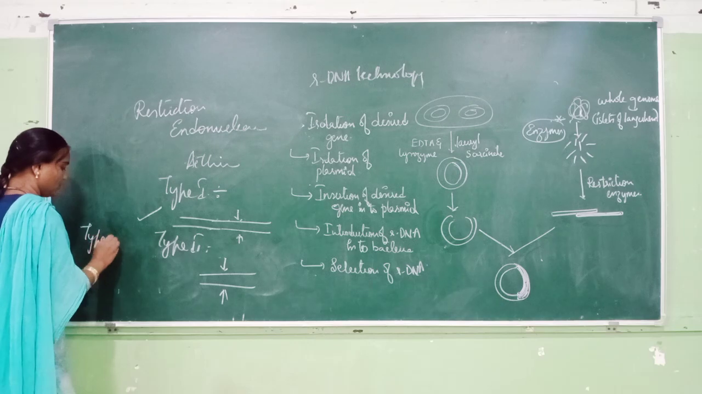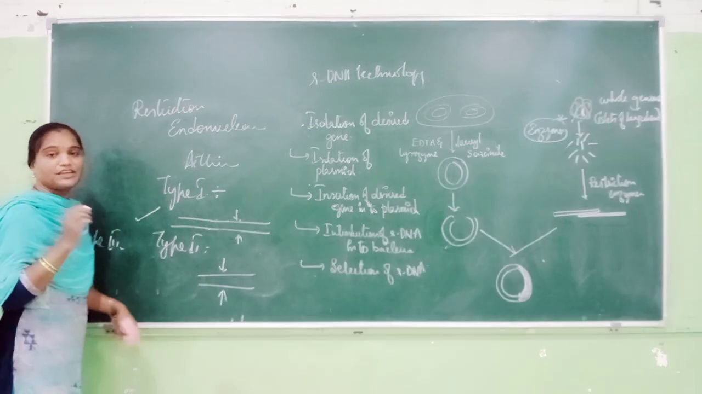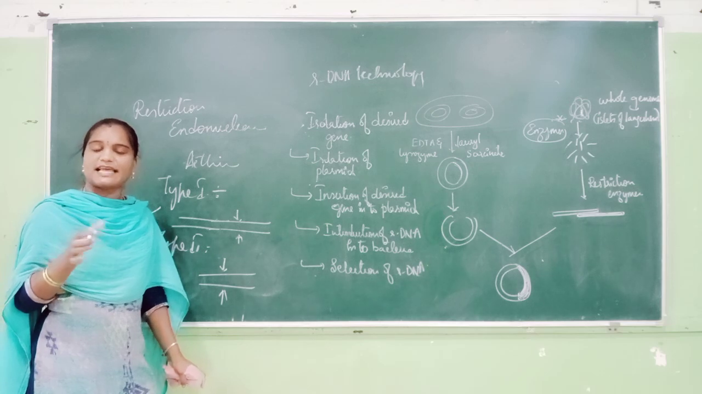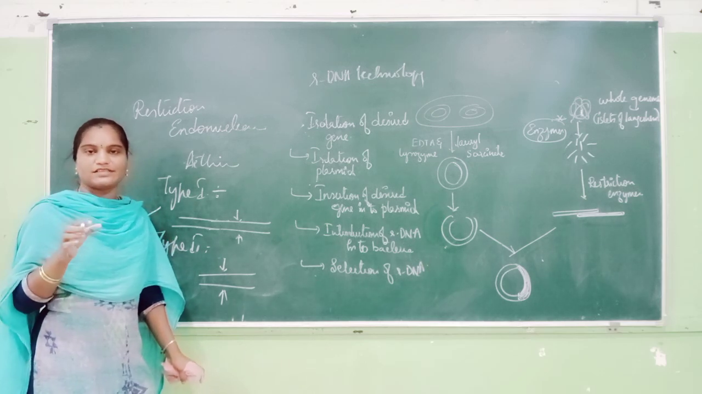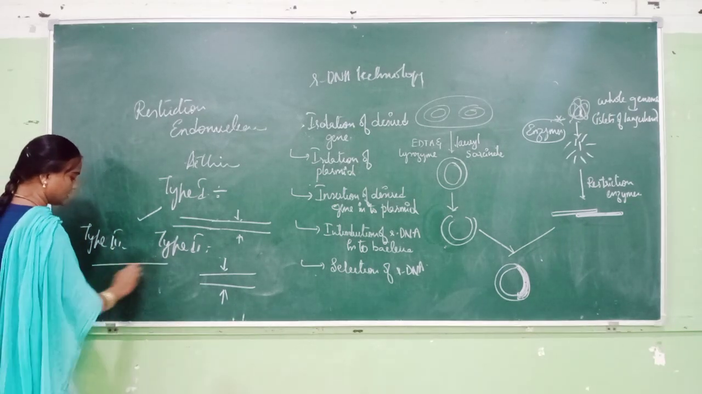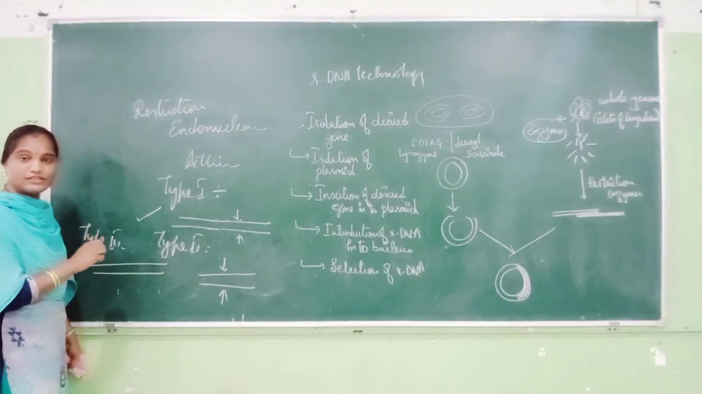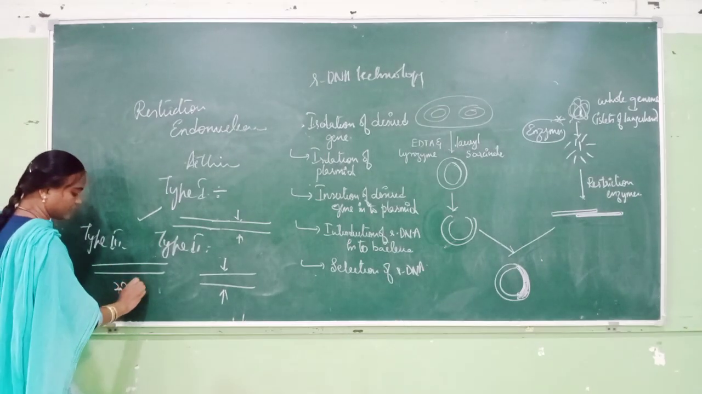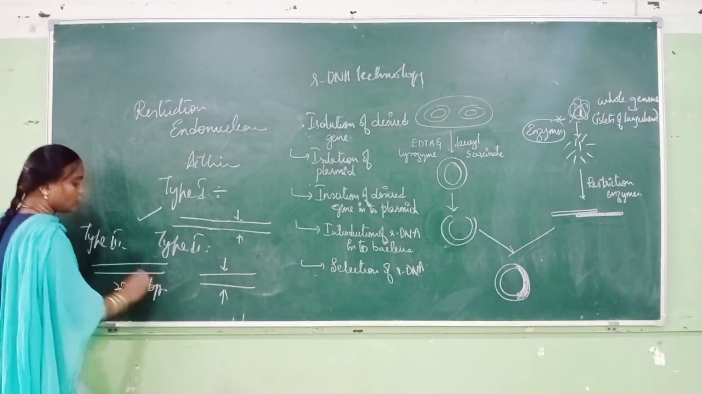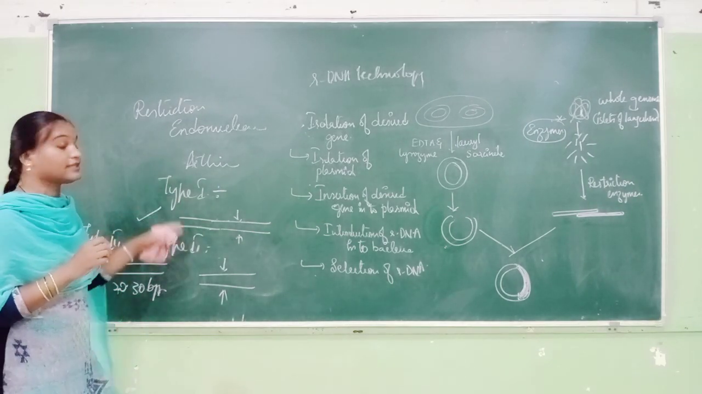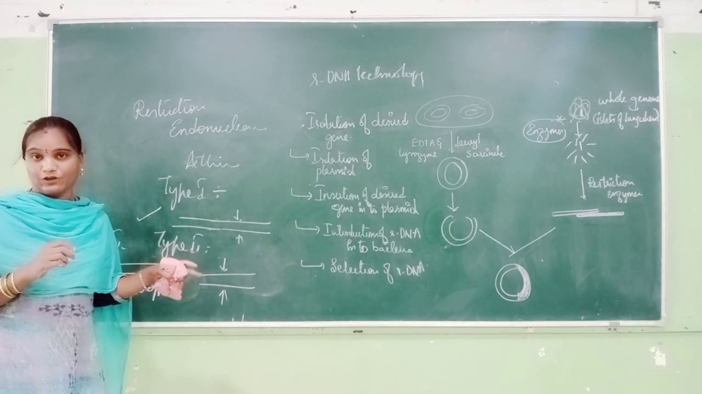Coming to type 3, this is only moderately used. This is also not in general use. Why? Because it has both modification and cleavage activity, but in these enzymes, the cleavage site and the recognition sequence are far apart, around 20 to 30 base pairs. So this is also not much used for research activity. These are the three different types of restriction endonucleases.